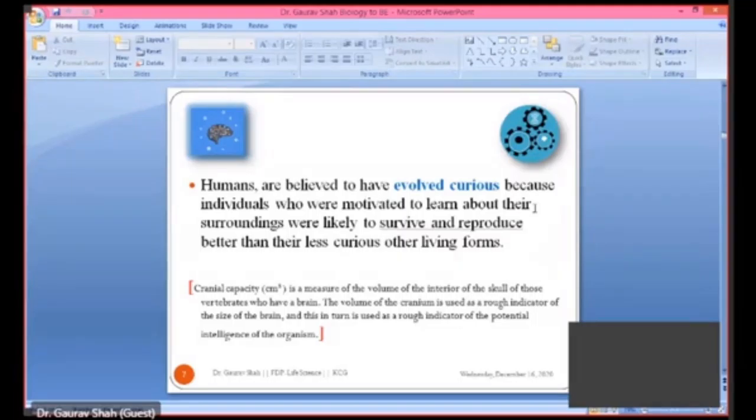We were motivated to learn about our surroundings, and those who are curious are likely to survive and reproduce better than their less curious and other living forms. And this is the justification we have given to mankind itself, that we are highly evolved and most intelligent.